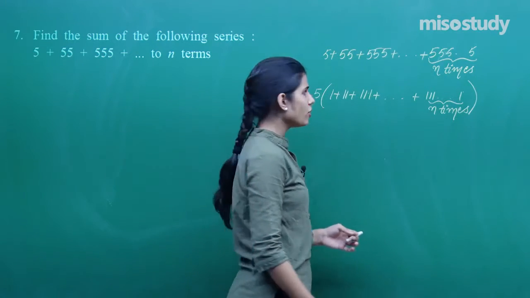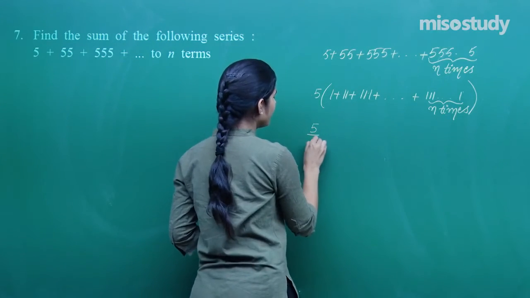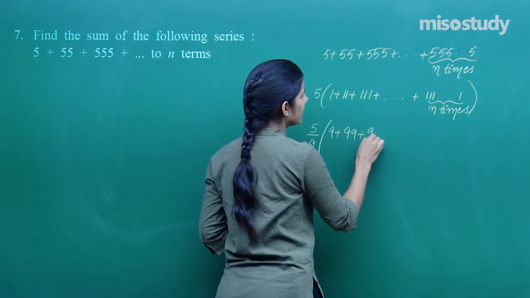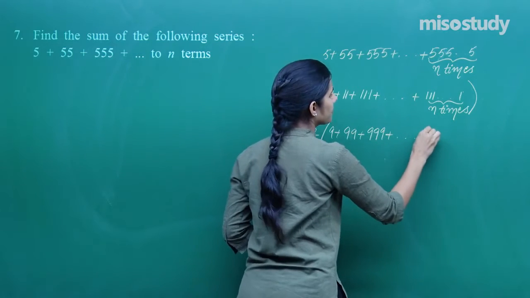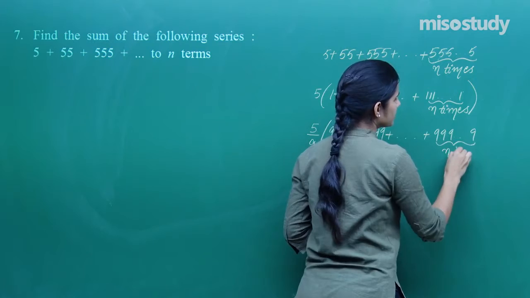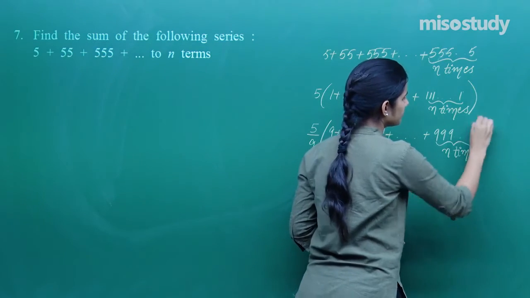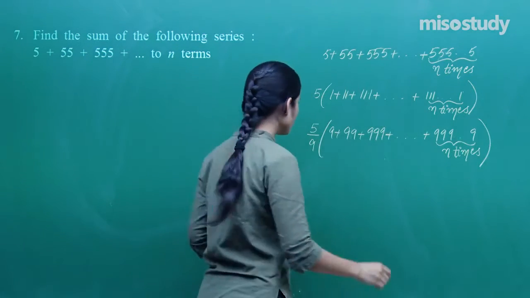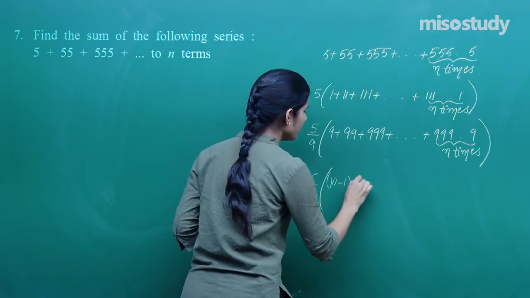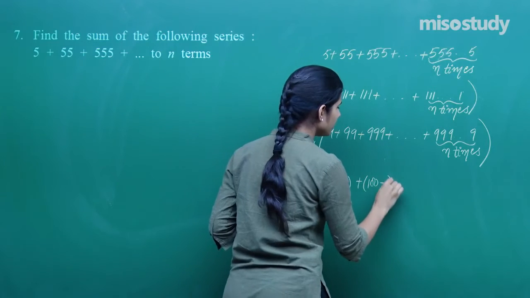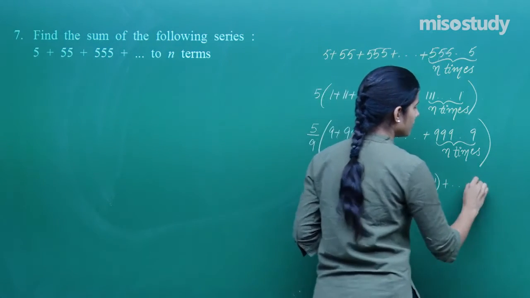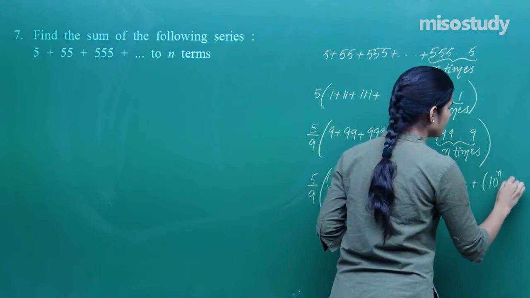Still it is neither an AP nor a GP, so what do we do? Divide by 9, multiply by 9. So you get 9, 99, then 999, and then 999 up to n digits. Again neither an AP nor a GP, so what do we do? 9 can be written as 10 minus 1, then 100 minus 1, then 1000 minus 1, up to 10 to the power n minus 1.